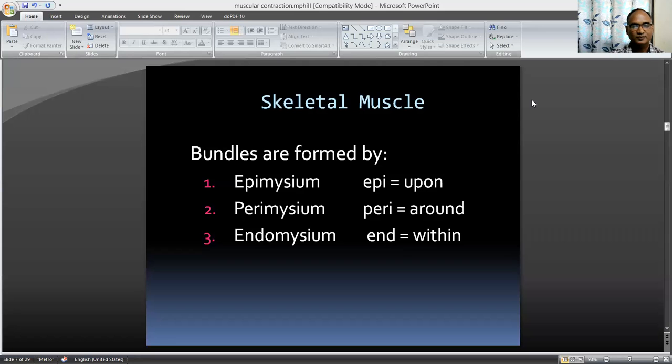Dear student, today we are going to discuss skeletal muscle and muscular contraction. The outermost layer we call the epimysium, and the innermost layer we call the endomysium. In between the epimysium and endomysium there is the perimysium.